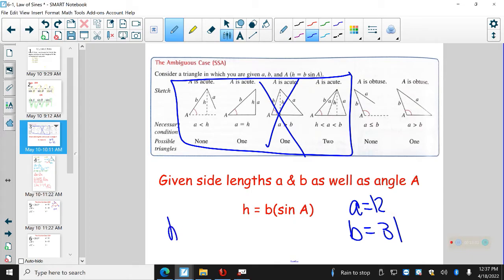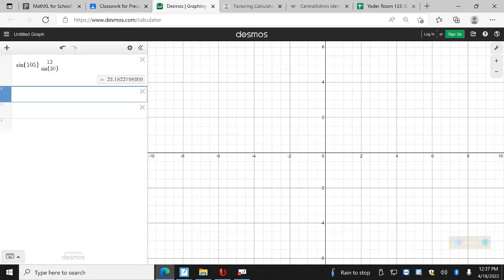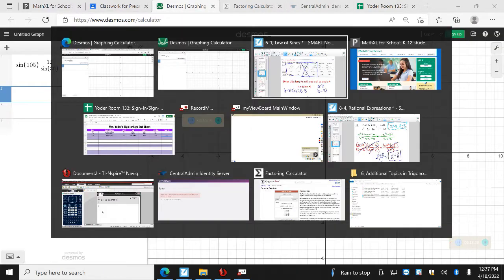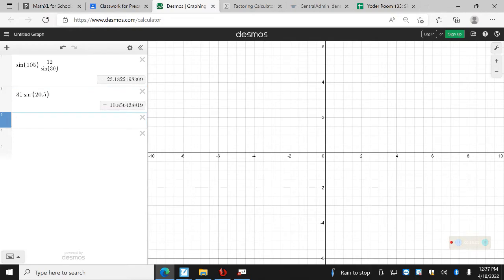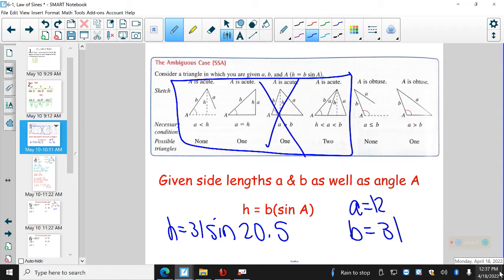Well, H is going to be equal to your b value times the sine of A. What is the angle A in our problem? 20.5. So we're going to come over here and take the sine. We're going to have 31 times the sine of 20.5, and that gives you 10.86. So H is going to be 10.86.